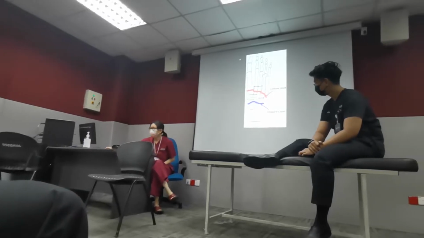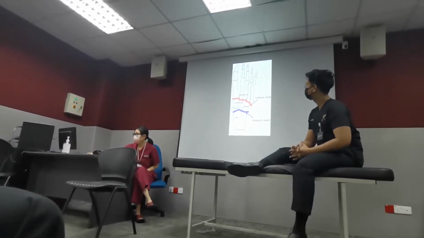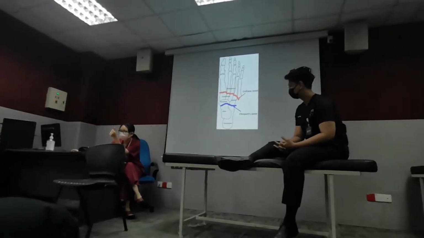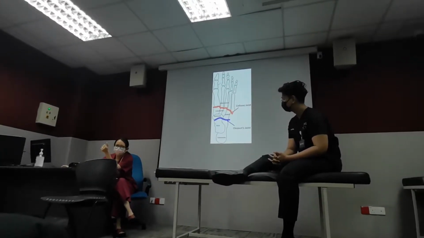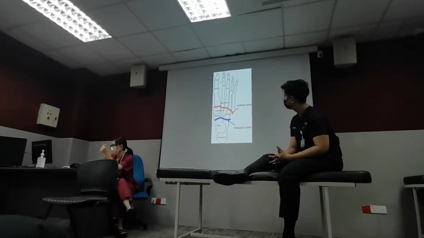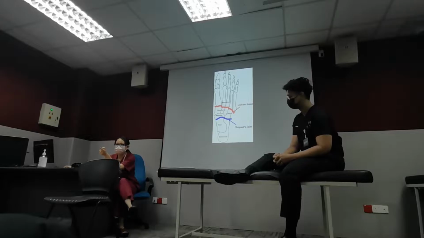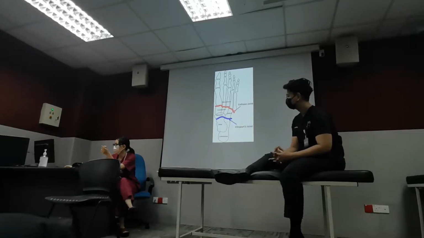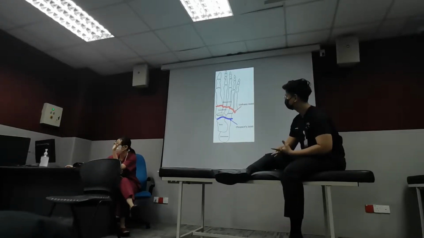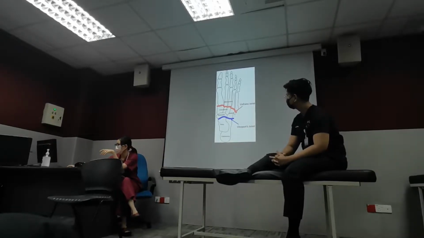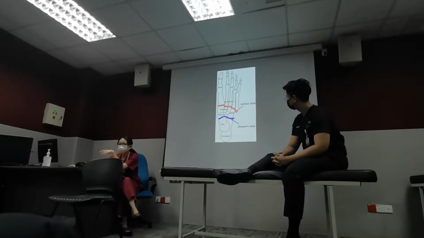Similar to the hand, you have your phalanges. Remember the thumb only has 2. If you have 3 in your thumb, it's going to be a deformity. So your thumb only has 2, and similarly your great toe also only has 2. Your lesser toes all have 3, similar to your fingers. And then you have your metatarsals, and then you have your tarsal bones.